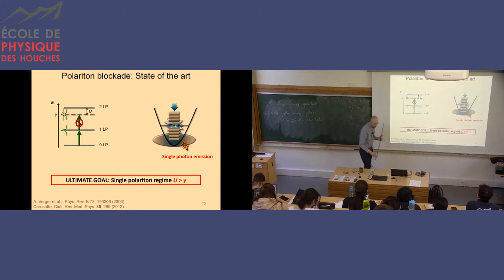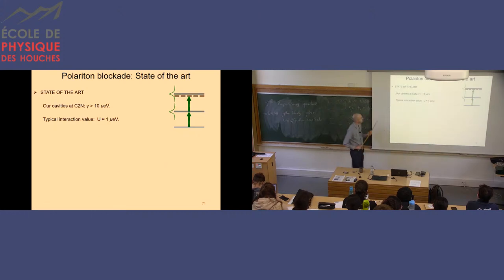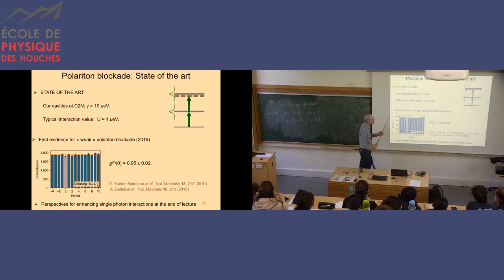Okay. So what can we do at the moment? What we can do at the moment in our state-of-the-art cavities is the following. We have a line width which typically is of the order of 10 micro eV, so a few tens of picoseconds lifetime. And the typical interaction value is of the order of 1 micro eV for the typical sample that I showed you, which means that U over gamma is equal to 1 over 10. So we are not there. We are not in this photon blockade regime.